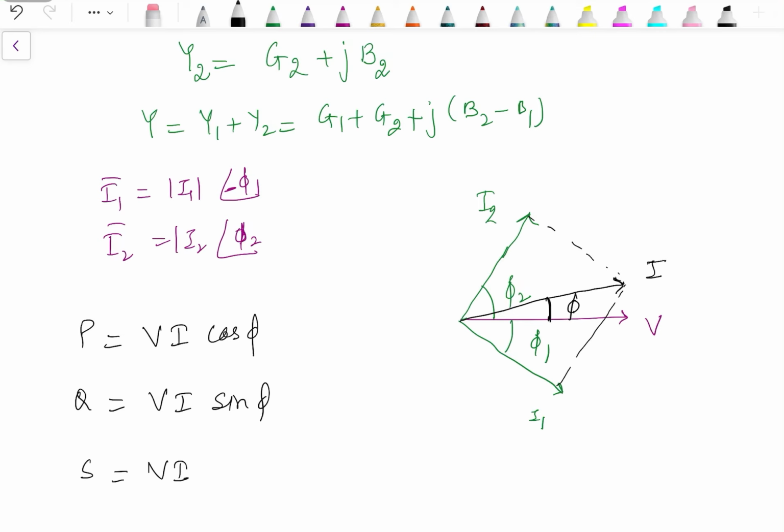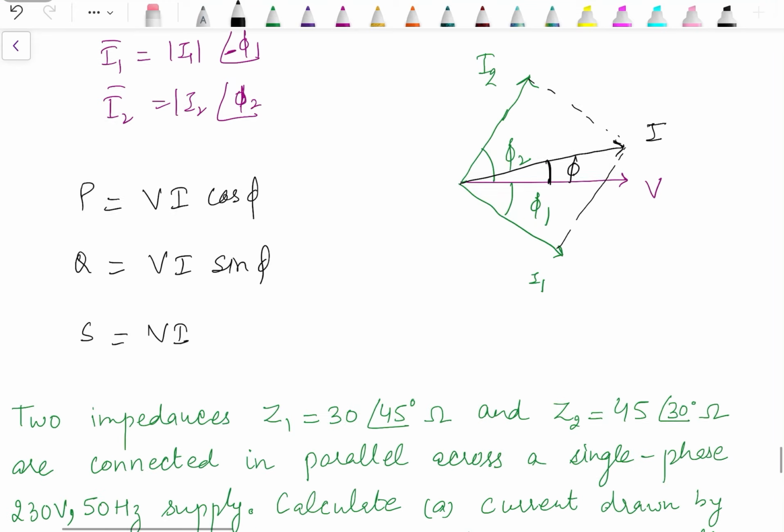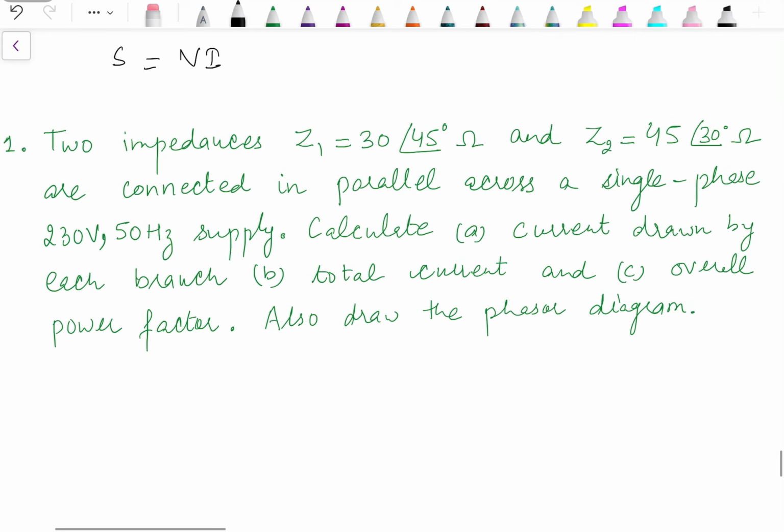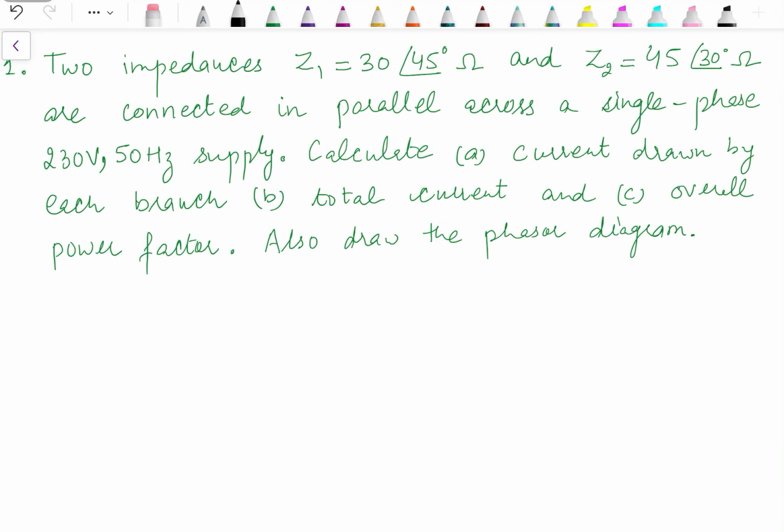So based on this, let's take an example. In this, we have two impedances Z1 and Z2. They are connected in parallel across a single phase 230 volt 50 hertz supply. Calculate the current drawn by each branch, meaning I1 and I2, the total current, the phasor sum of I1 and I2, the overall power factor, that is cos of the angle of I, and also we need to draw the phasor diagram. So let's calculate I1 first.